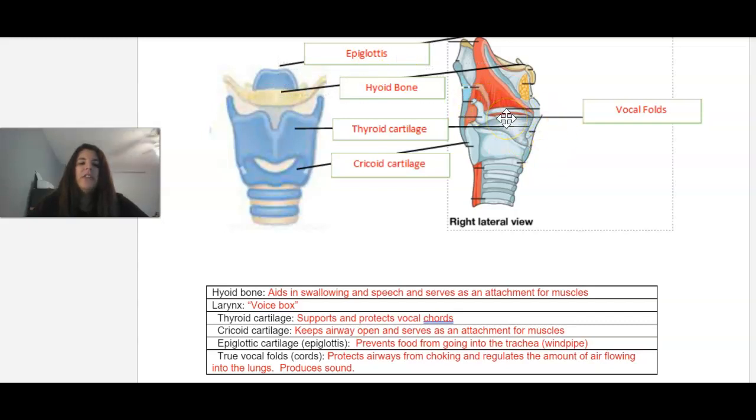And then in here are the true vocal folds. These are going to protect your airways from choking. They regulate the amount of air that's flowing into the lungs, and then they produce sound. Sound is produced as air moves through these vocal folds or these vocal cords.